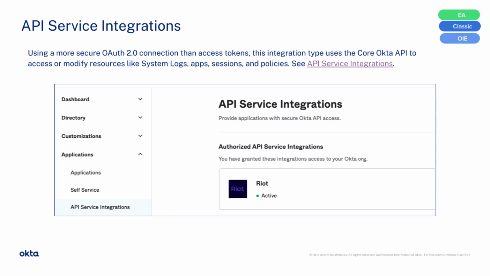Using a more secure OAuth 2.0 connection than access tokens, this integration type uses the core Okta API to access or modify resources like system logs, apps, sessions, and policies. See API Service Integrations.